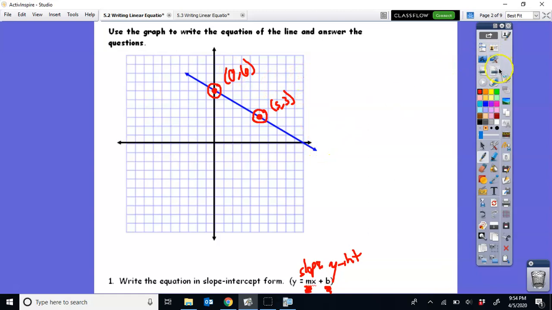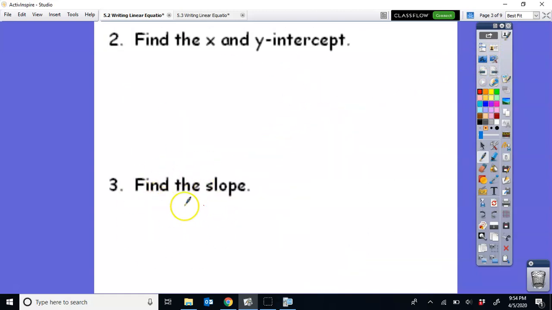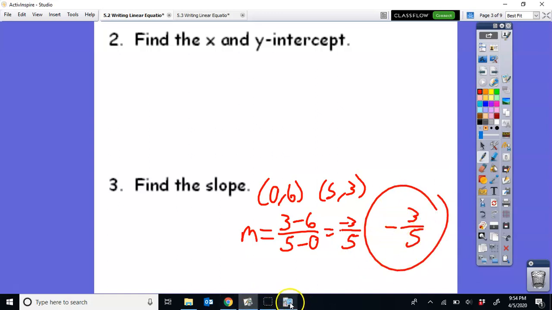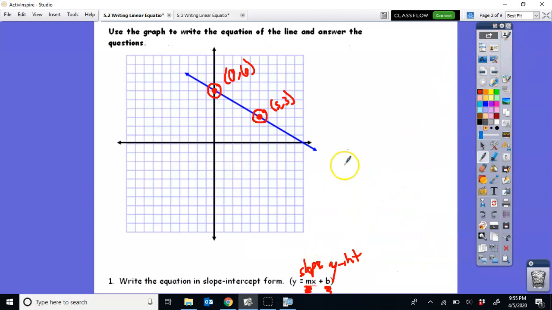It really doesn't matter. So question number 3 over here is going to be find the slope. So you could use the points (0, 6) and (5, 3) to find the slope using your formula, y2 minus y1 over x2 minus x1, and you get negative 3 over 5, or negative 3/5 as a fraction there. Remember, you can use your calculator to help you if you need to find your fraction answer. But that's my slope. That's my m. So my m is negative 3/5, and my b is 6.